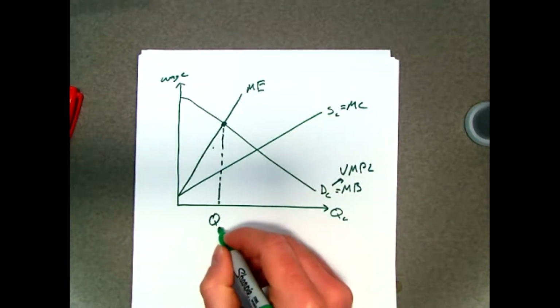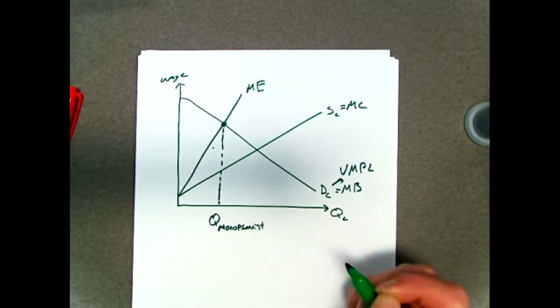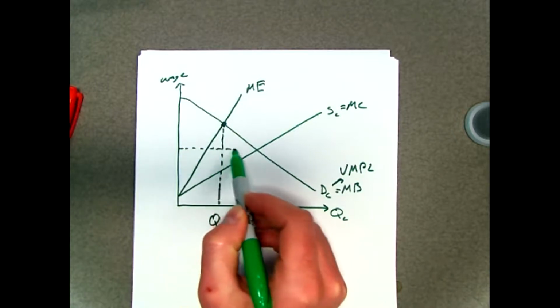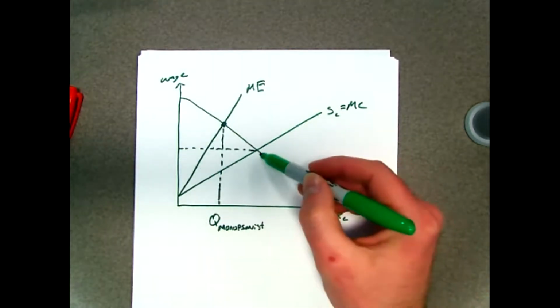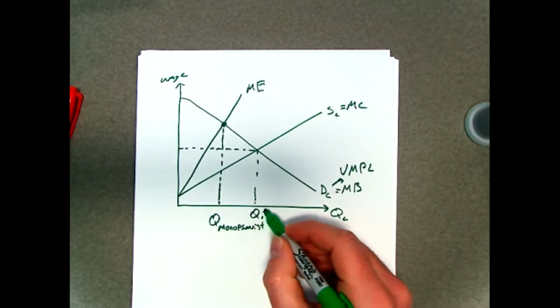That's the quantity that the monopsonist will choose, relative to if the market was in equilibrium. It would just be where supply is equal to demand. So we'll call this Q1.